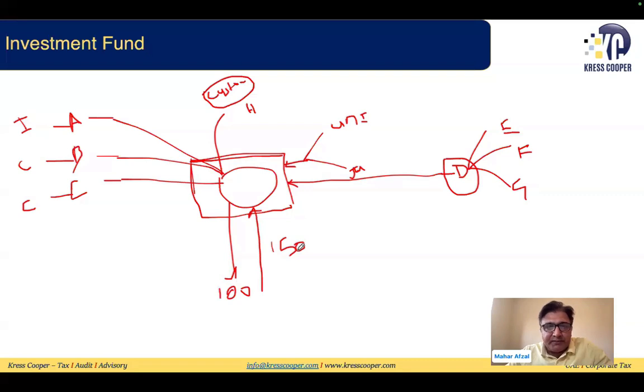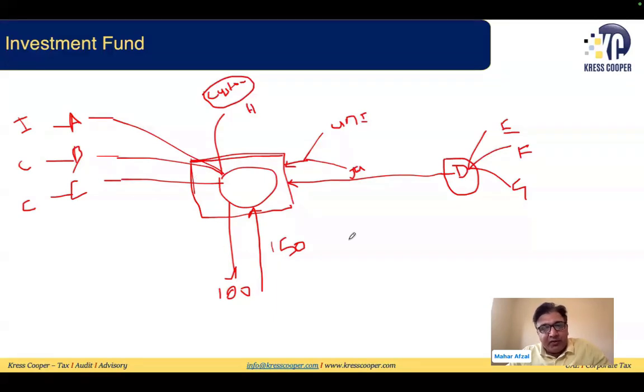Once D is earning this 150, 50 is the profit from the investment. From this 50, some portion of these funds will go to A, B, and C as investors, because A, B, and C are the investors. They will get a return from the fund on their proportionate share. ABC has invested the funds, so ABC will get the share on a proportionate basis from the funds.